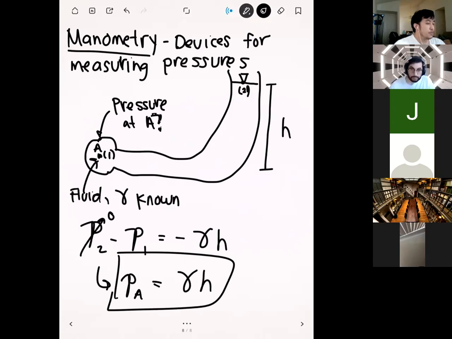And so that's the idea with manometers, where they use these thin or slender columns of fluid, but because of hydrostatics, we can use those columns of fluid to measure the pressure that's inside the fluid. Okay. All right. Any questions on just what a manometer is?